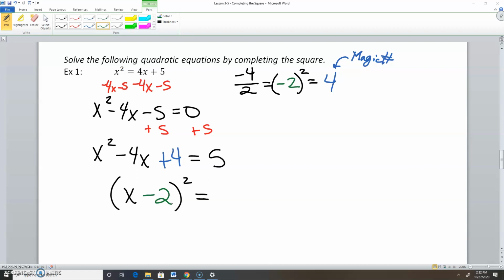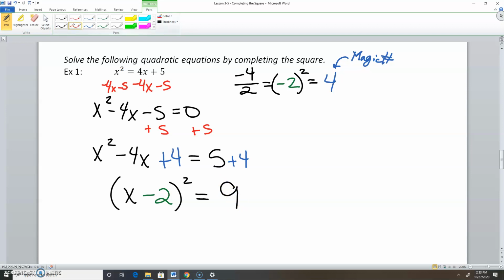Okay, now, I know that we're performing magic, but we do still have to follow the laws of physics, science, whatever. If I add 4 on this side of an equation, I would also have to add 4 on this side as well. So I end up with x minus 2 squared equals 5 plus 4, which is 9. Okay, now, I'm ready to solve this thing.